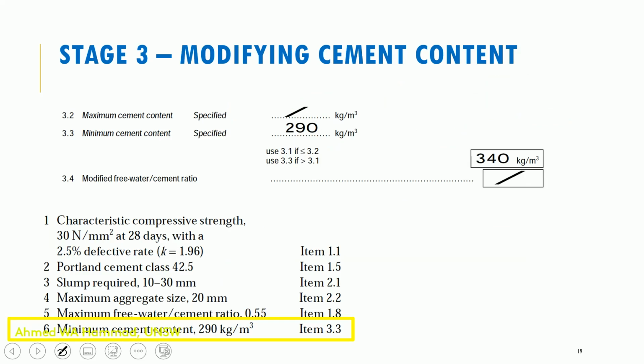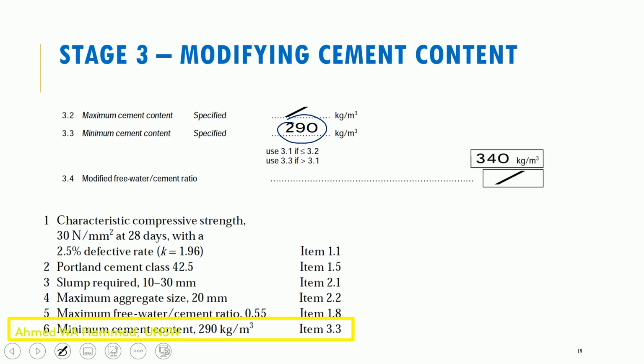In step 3.2, we're looking at the maximum cement content. So the maximum cement content in the example is not specified. However, in step 3.3, which looks at the minimum cement content, this is where the client specified that as a minimum, we need to have 290 kilograms per meter cubed of cement in our concrete mix. So that's what I've written in the space over here.